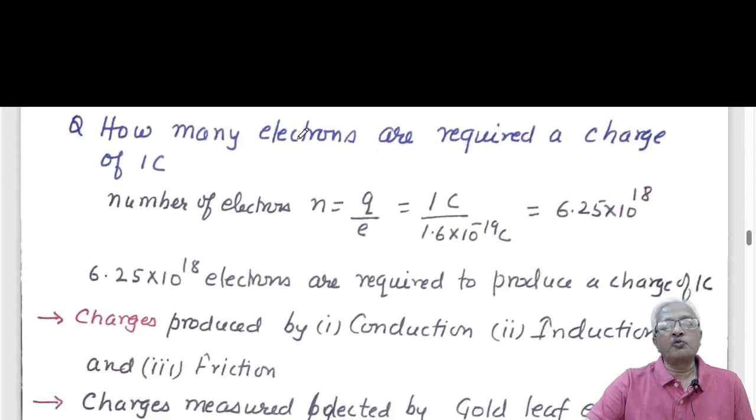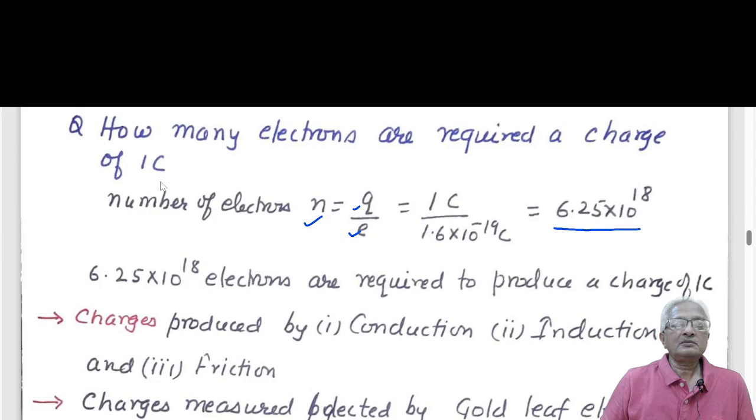How do we calculate how many electrons would be required to produce a charge of 1 coulomb? According to the equation, the number of electrons N can be written as total charge upon E. Total charge is 1 coulomb divided by E, 1.6 into 10 raised to power minus 19 coulomb. On solving, it gives 6.25 into 10 raised to power 18. So 6.25 into 10 raised to power 18 electrons are required to produce a charge of 1 coulomb.